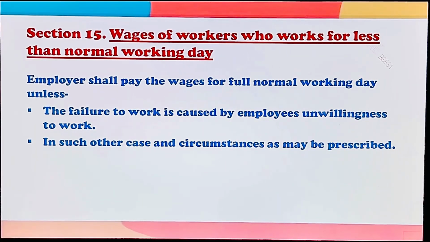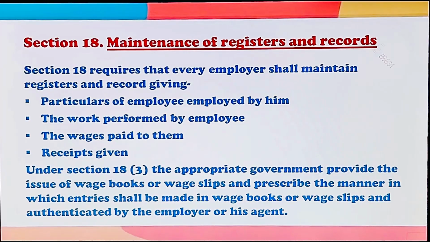Section 15, Wages of workers who work for less than a normal working day. The employer shall pay the wages for a full working day, except where the failure to work is caused by the employee's unwillingness to work, that is, the employee does not want to work, or in such other cases and circumstances as may be prescribed. So, except in these cases, the employer must pay the wages of a full normal working day to the employee.